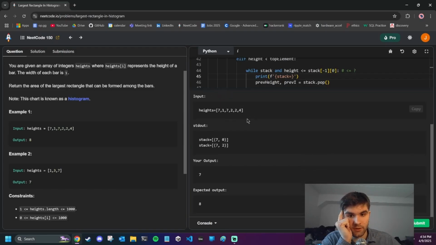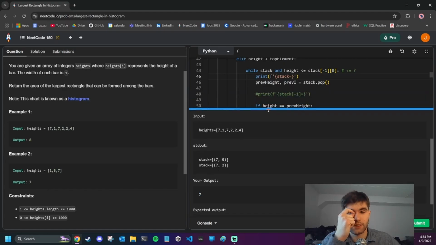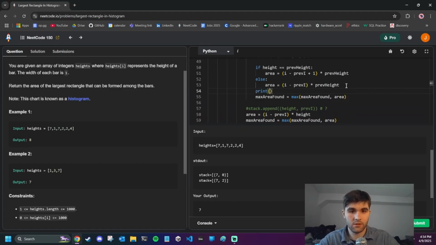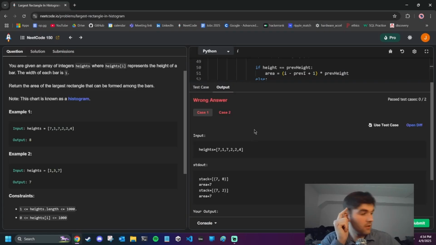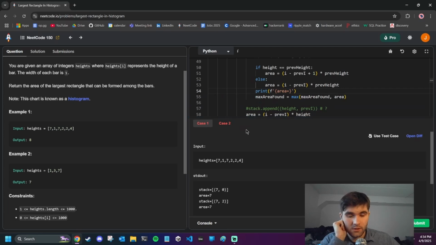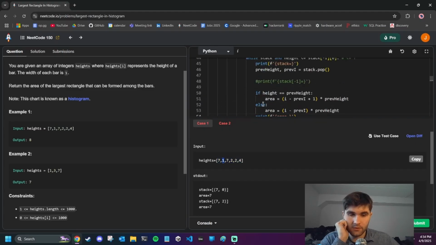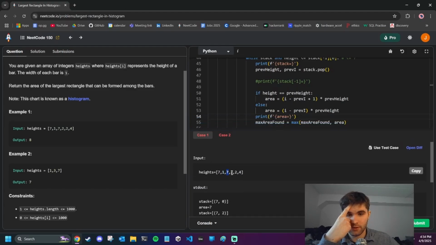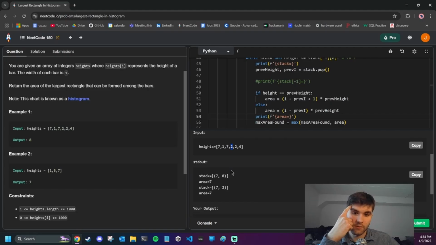There's always more bugs. Okay, so I output 7, but the expected output is actually 8. So let me print here, let me just see what it's calculating. I'm kind of out of time, to be honest, but okay, so it calculates 7, 0, and that's an area of 7. And then for 1, it decreases. Okay, yeah. And then for 7, and then when it comes to 2, the stack is 7, 2. Is that what it should be?